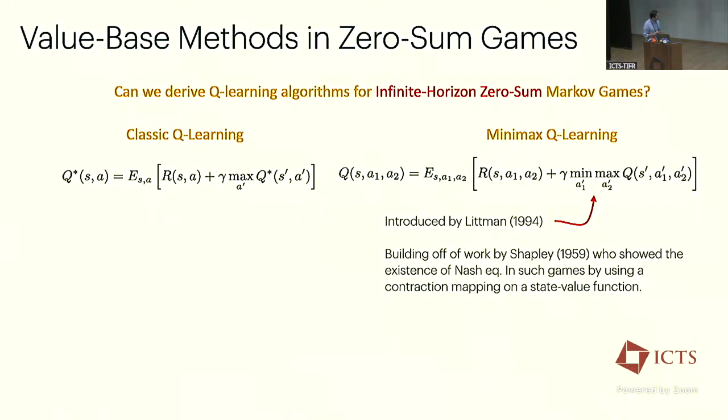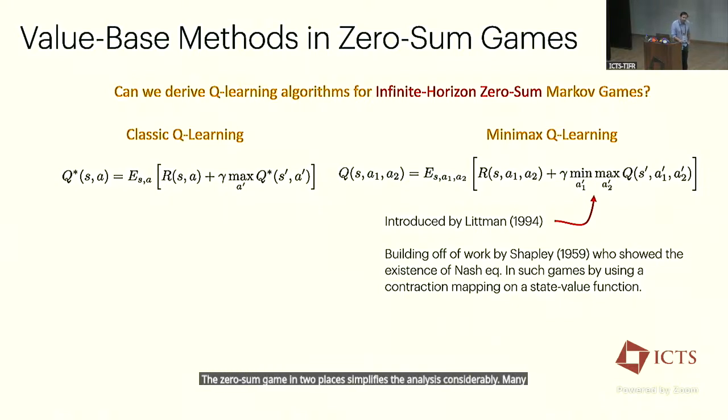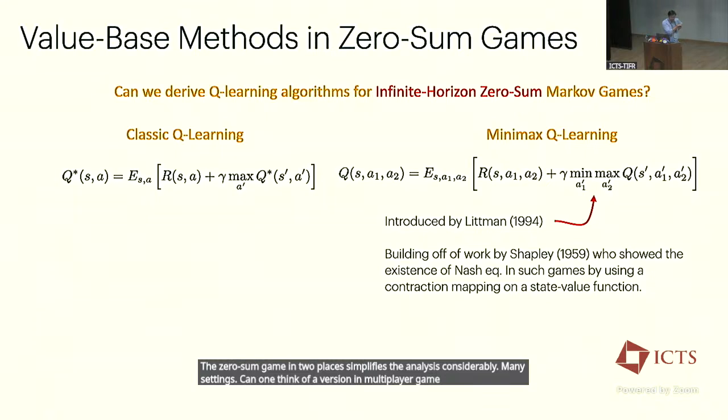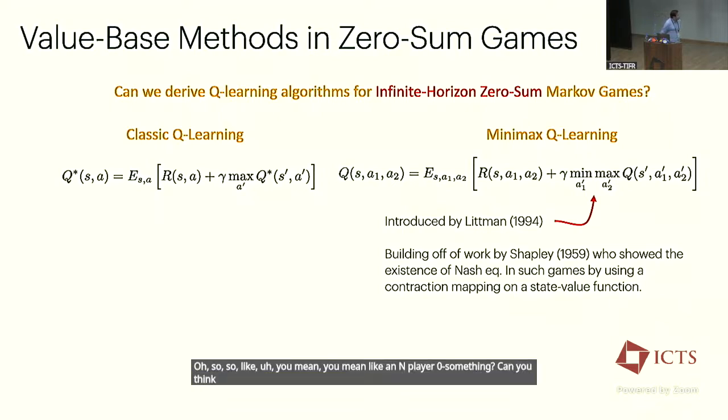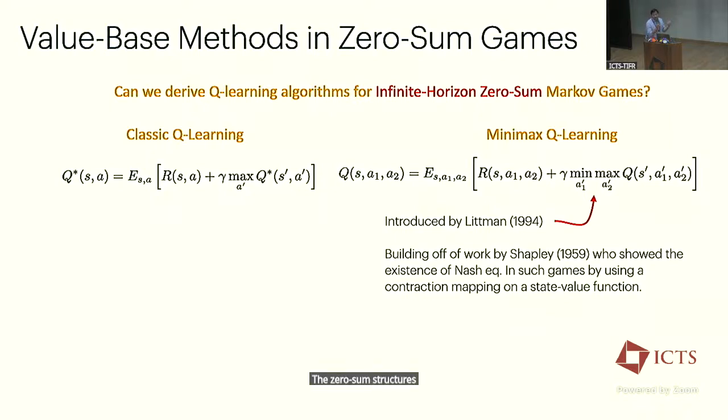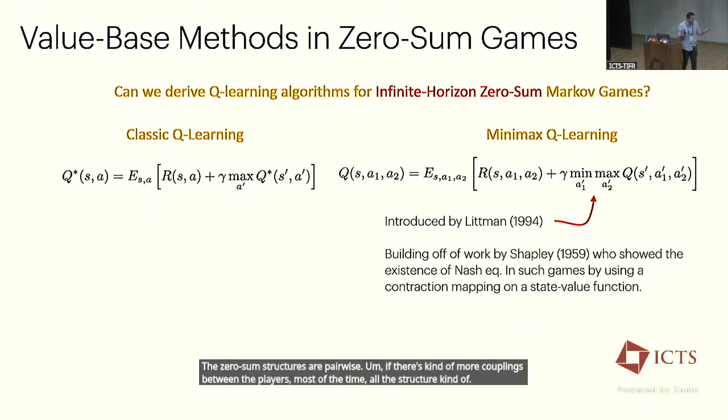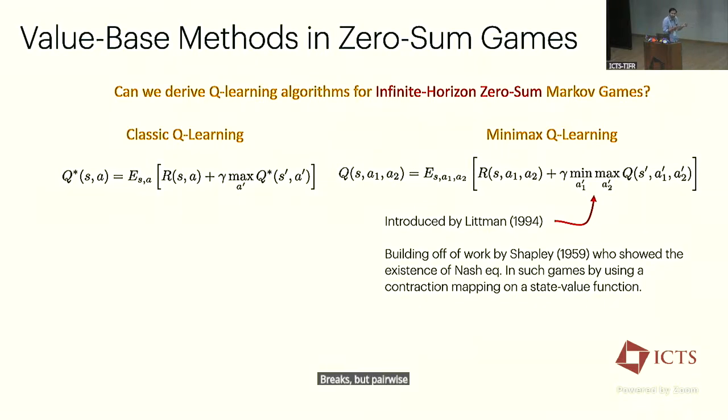The zero-sum game in two players simplifies analysis considerably in many settings. Can one think of a version in a multiplayer game which is zero-sum? I'll get there right after. You mean an n-player zero-sum game? There are versions of n-player zero-sum games. A lot of the time they don't inherit many of the nice properties of two-player zero-sum games unless the zero-sum structure is pairwise. If there are more couplings between the players, most of the time the structure breaks. But pairwise zero-sum interactions tend to work.